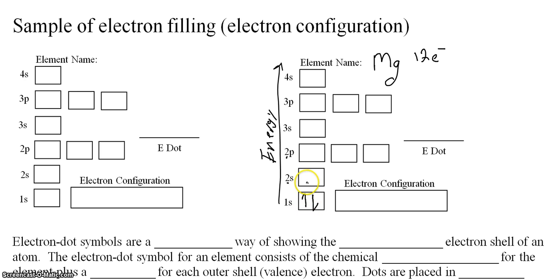So 1 electron, 2 electrons, 3, 4, 5, 6, 7, 8, 9, 10, 11 electrons, 12, and we're done. Now notice how I filled these in. I went there, there, and there.